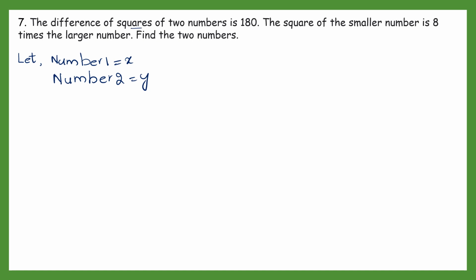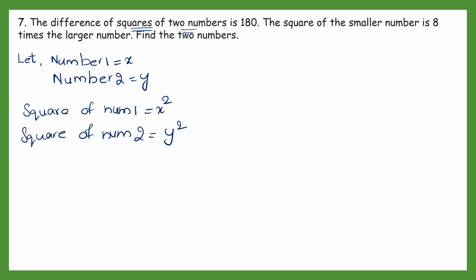They are telling difference of squares of two numbers. Square of first number is what? Square of number 1 is x square and square of number 2 is y square. They are telling difference of squares. Difference of squares is what? 180. So, let us assume x is the larger number.